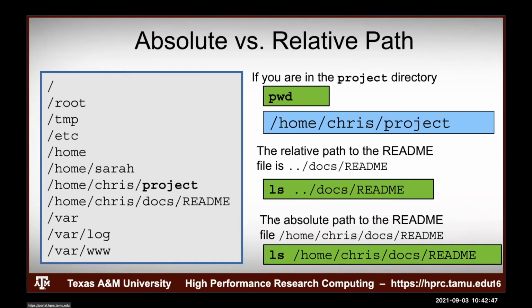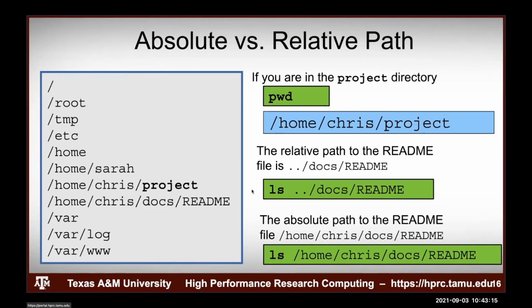One way you can tell an absolute path from a relative path is this: the absolute path to the README is going to be /home/Chris/docs/README. That's its absolute location on the machine. That's not going to change unless you go into docs and, through the terminal, move this file somewhere. As long as this file remains here, this absolute path will always point to it.